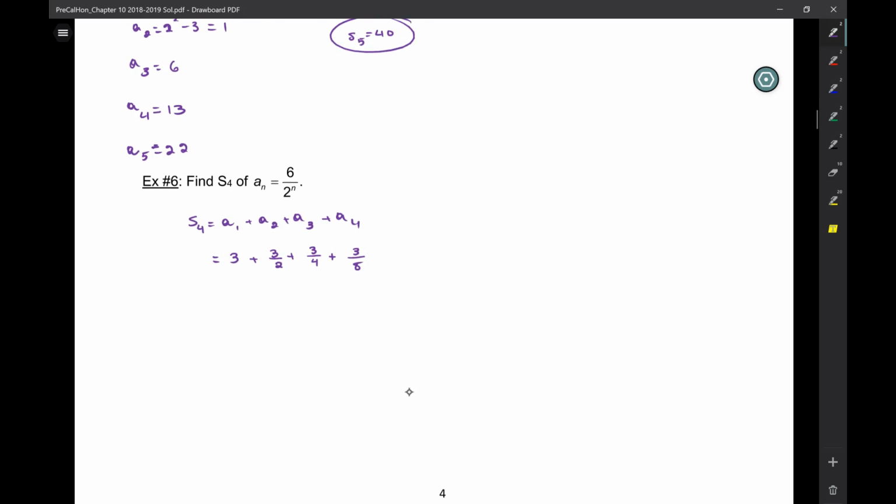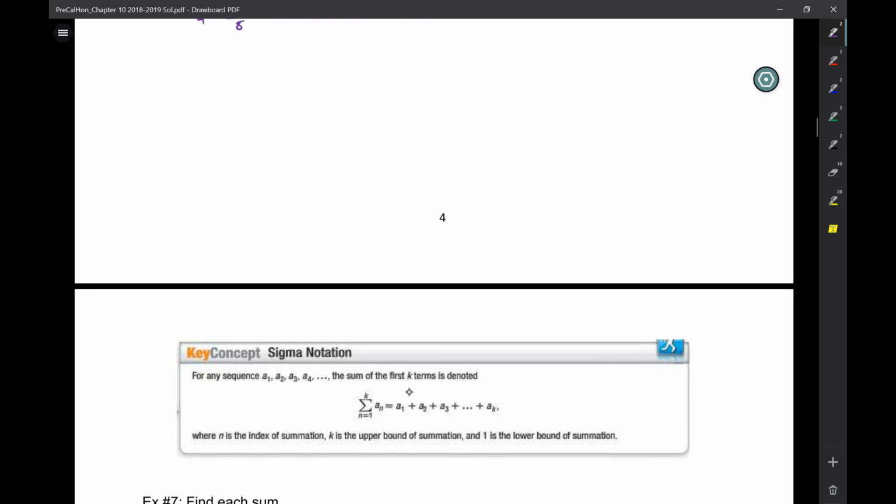Now S sub 4, when we add them all up, is 45 over 8, which is also 5.625. And before you ask which I prefer, it depends. Do you have your calculator on this section? How are the directions explicitly asking you to give it? Okay, so that's the partial sum, the fourth partial sum.